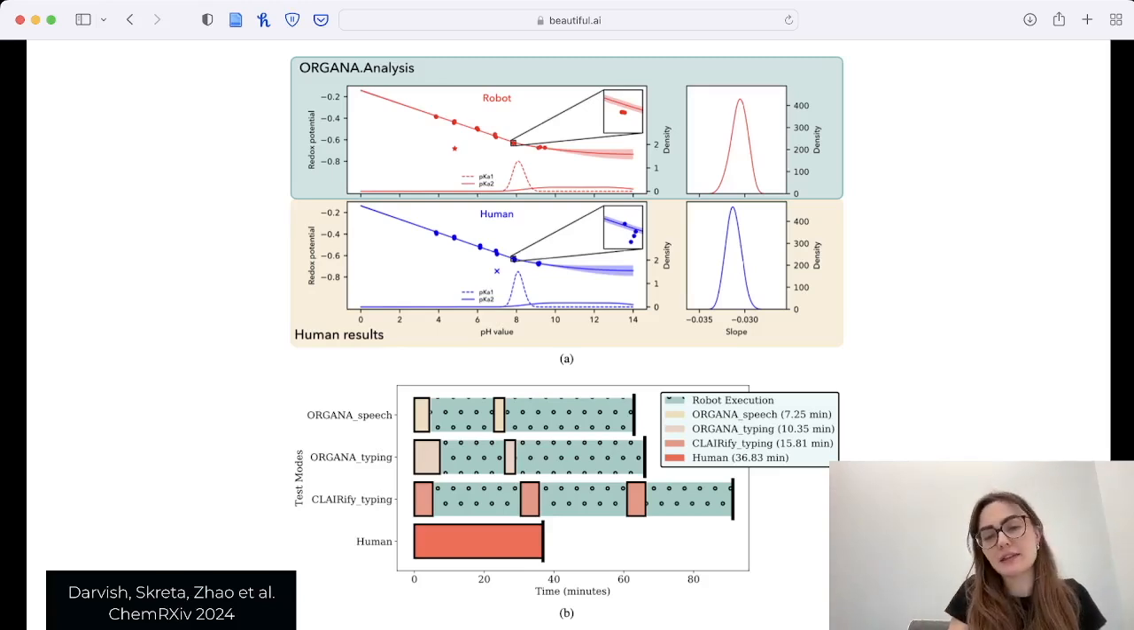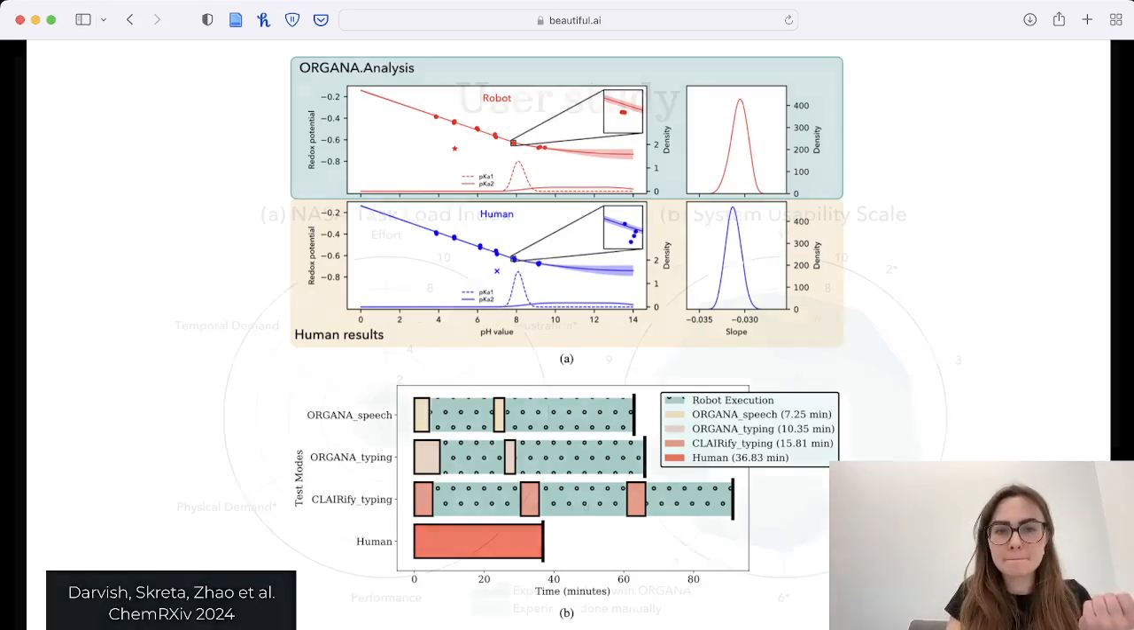The overall time of the experiment is longer with ORGANA because the robot is a little bit slow. But if we look at how much time it took for the human to actually be involved in that experiment, which is represented by the solid color bars, it's a lot less, because the human only needs to interact with ORGANA for a little bit at the beginning and maybe in the middle if there are issues. Overall, that is way less time than the human performing it on their own.